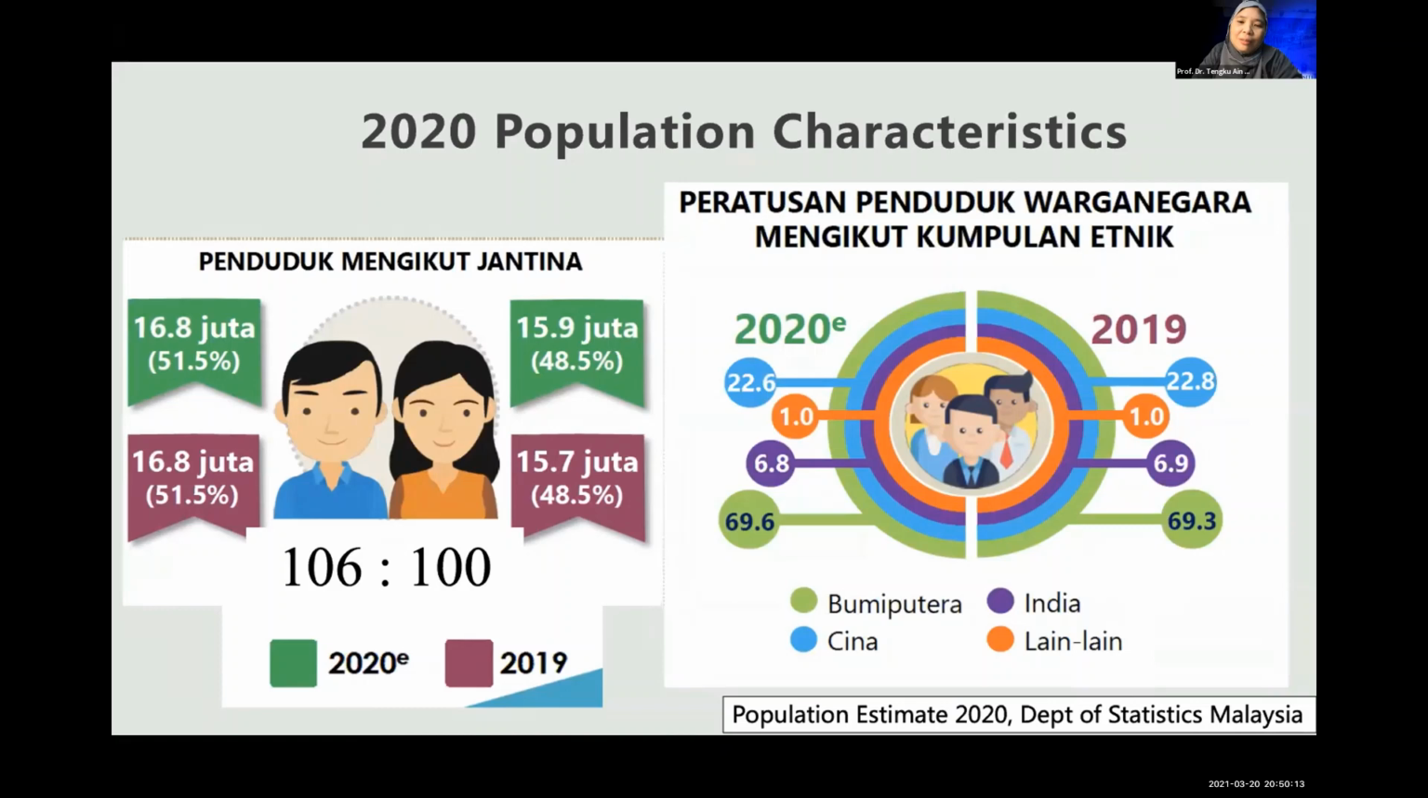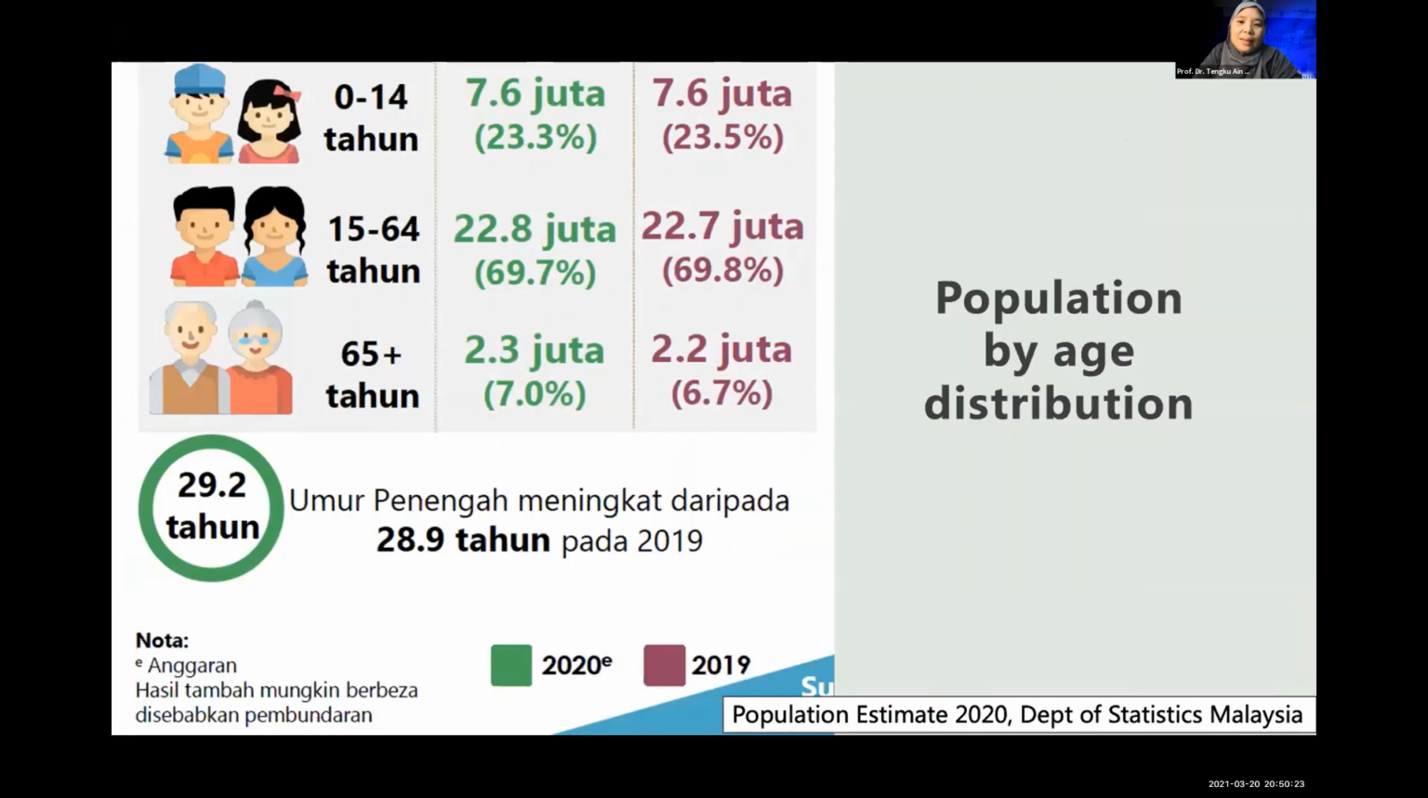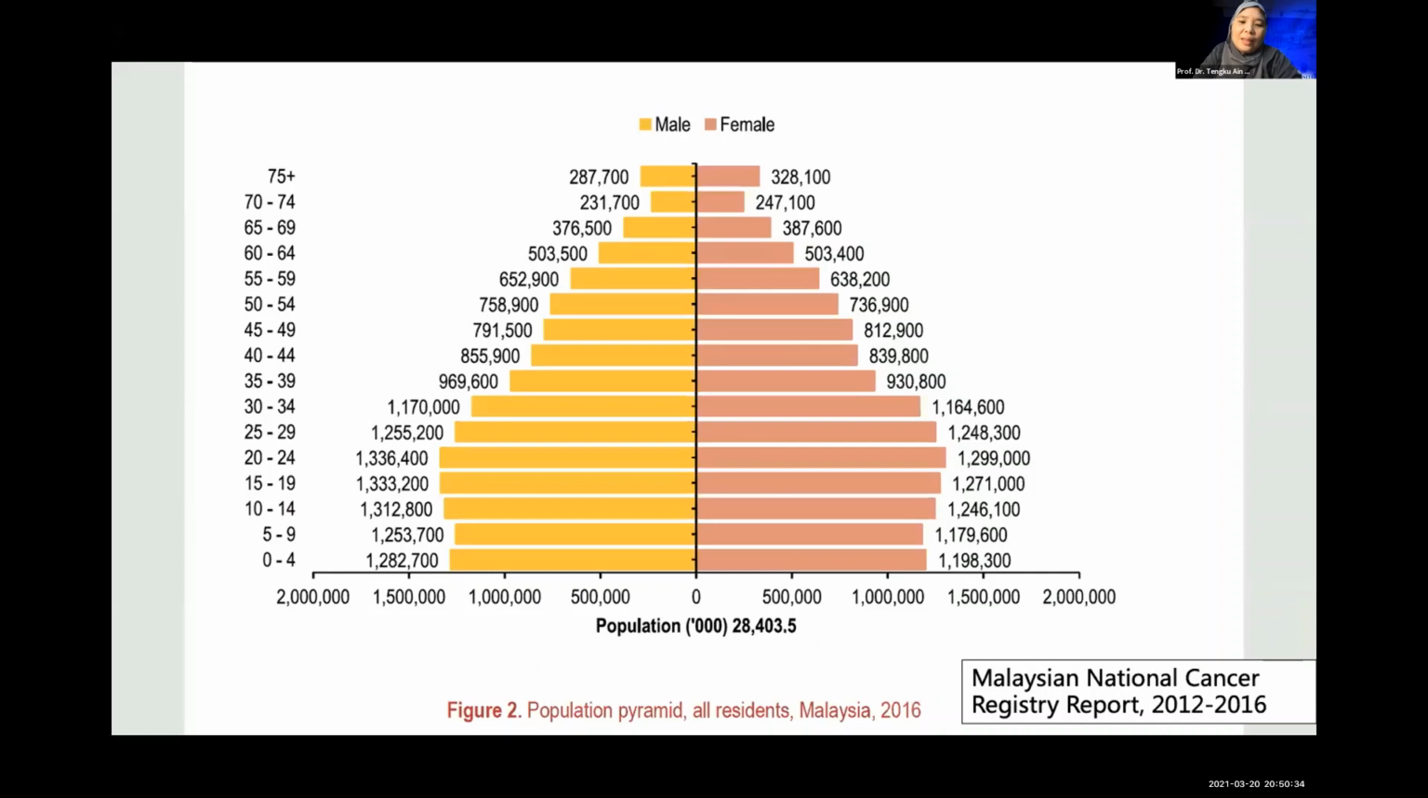About 70% are Malays and other indigenous ethnic groups, followed by the Chinese, Indian, and other ethnicities. Population characteristics by age: most of our population is aged between 15 to 64 years, as is common in most developing countries. And that's our population pyramid, which generally shows quite a stable population. So coming to the cancer spectrums in Malaysia.